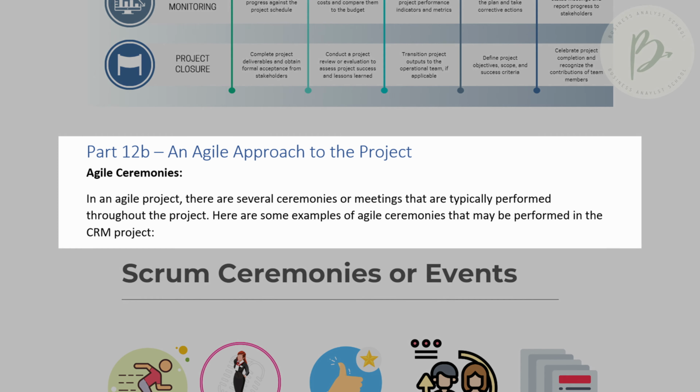So taking an Agile approach to the project, what ceremonies do we perform? What tasks, activities, meetings are we performing within the Agile project? There are several ceremonies or meetings that are typically performed throughout the Agile project. There are a lot of meetings. Anyway, here are the ceremonies that are performed on our CRM project if we were taking an Agile approach to the project. The first thing is sprint planning.